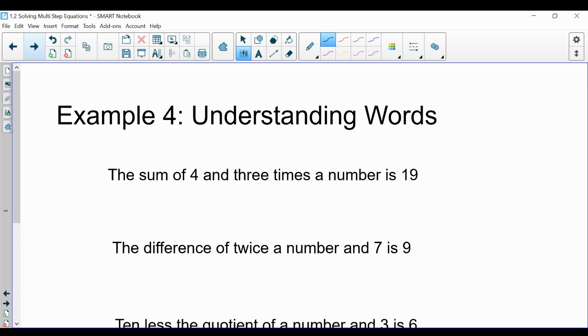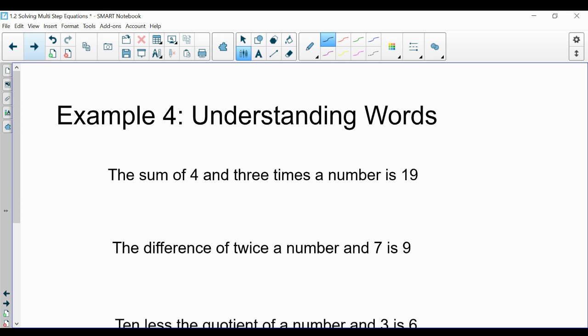So I want to just kind of talk about word problems because we all love them so much, in just understanding what they say. You just need to kind of break them apart. So let's read through it first, and then we'll go through and break it apart. That's always a good strategy. Read through it. The sum of 4 and 3 times a number is 19.